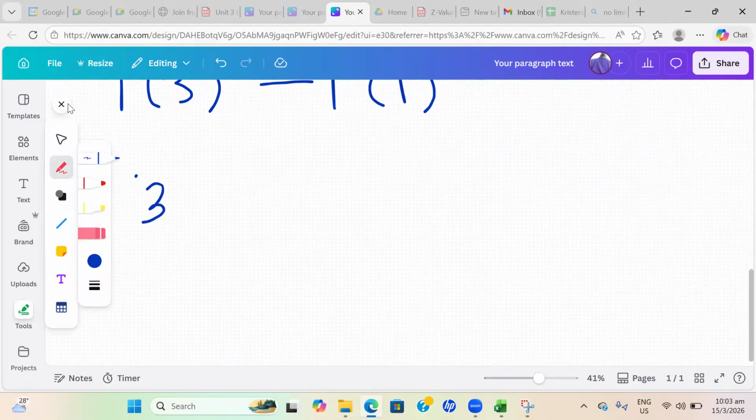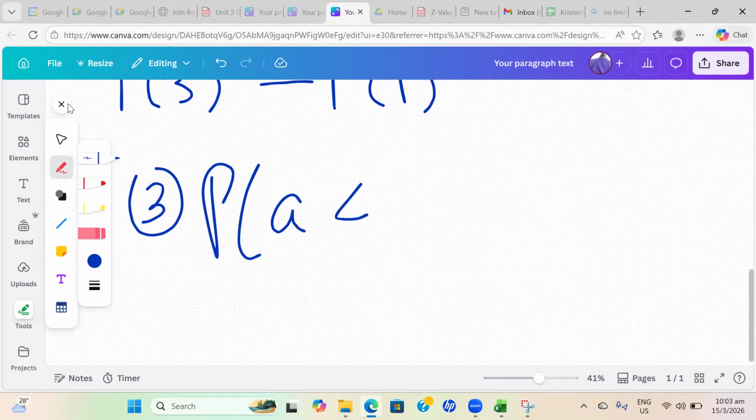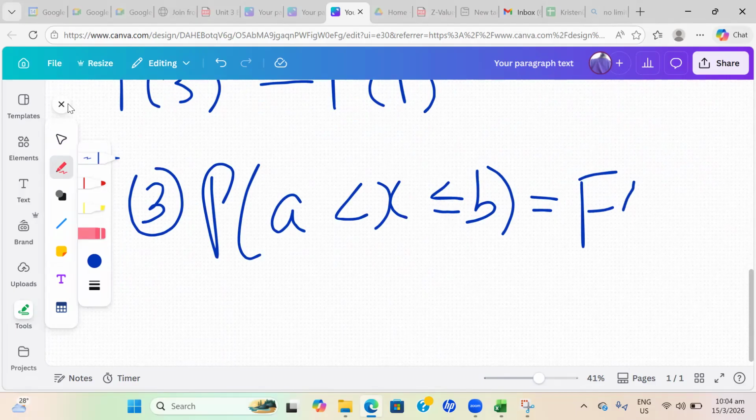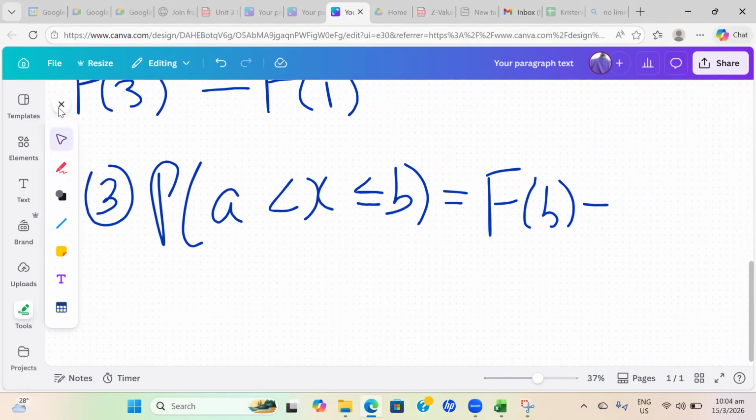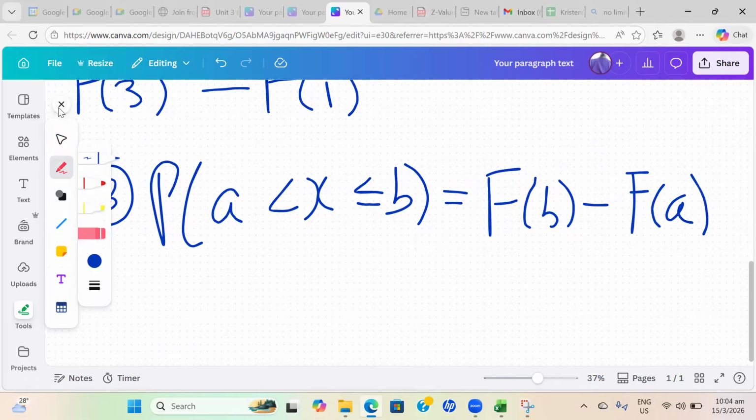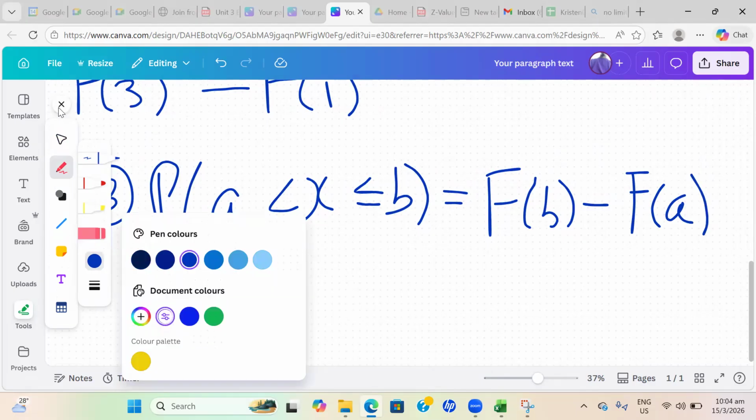So for rule 3 in this case, we have a here, x is greater than a, while x is less than or equal to b. And the formula that I developed for this one is f of b minus f of a. So if you see these formulas anywhere else, just know it was originally developed from here. All right, so let me give you an example for this one.